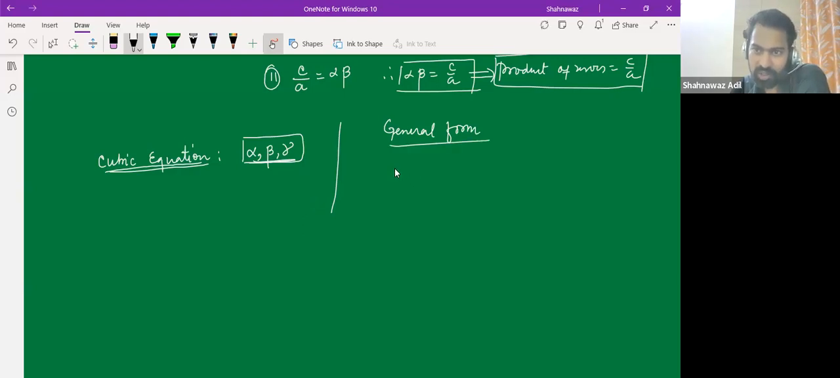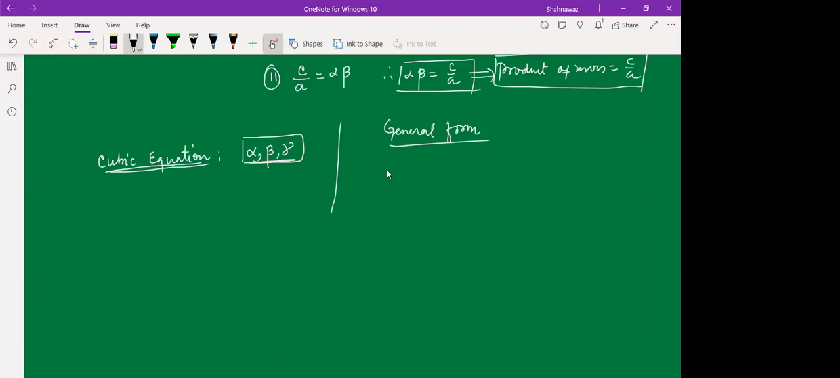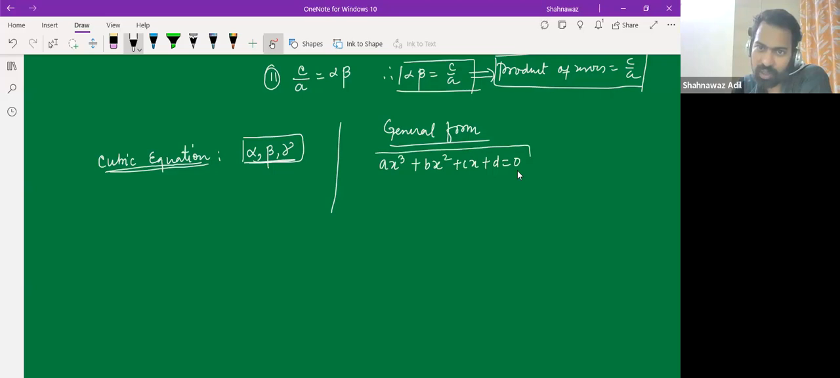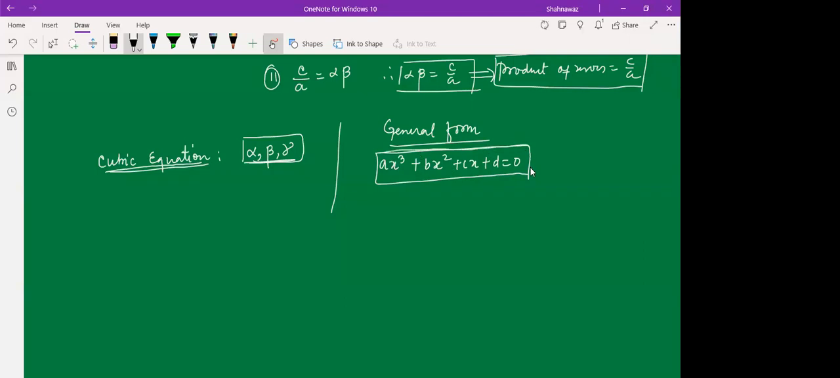Yeah, what would be the general form? Ax cube plus bx square plus cx plus d, right? So this is the general form, right? Clear? Because we will have the lower degree terms also, Amira, right? We can have x square also, right? Yes, sir. So this is the general term.